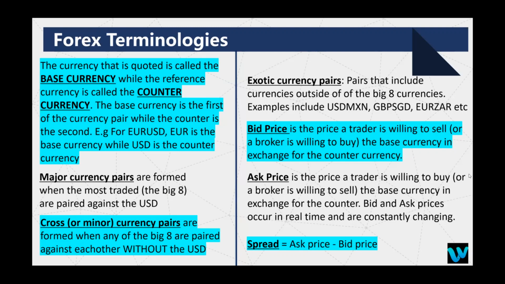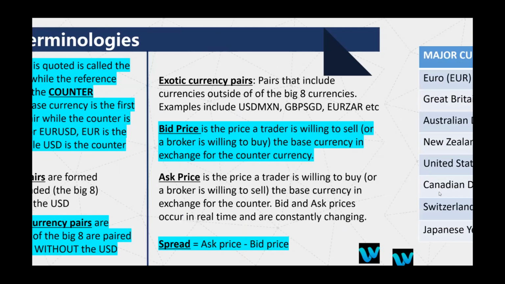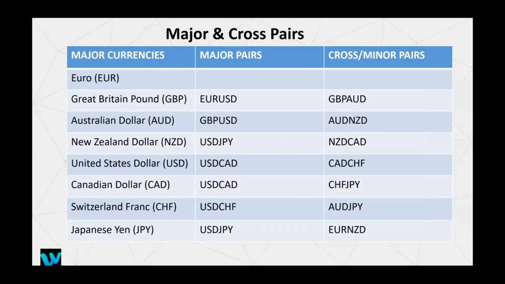Maybe we should just go there so that I won't keep repeating myself, so that we'll grab it once and for all. Now, these are the major currencies that are traded in the market. We have the euro, the Britain pound, that's the pound sterling, the Australian dollar, the New Zealand dollar, the United States dollar, the Canadian dollar, the Switzerland franc, and the Japanese yen. Now, these are their symbols, three letters.